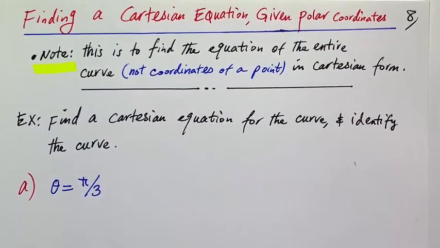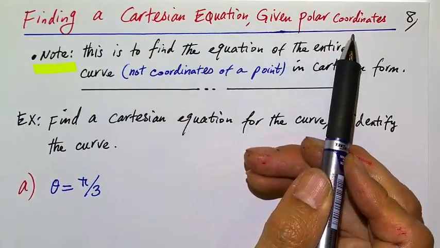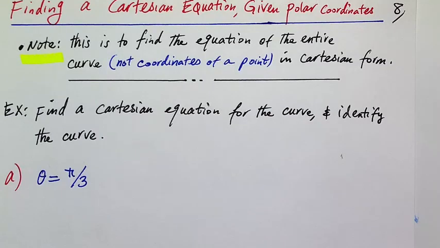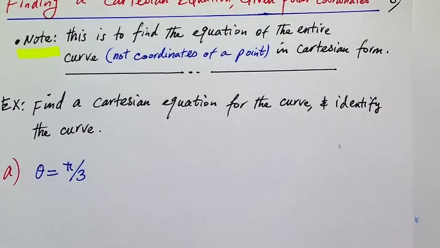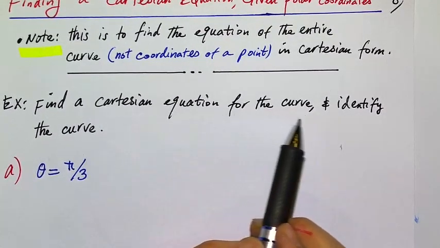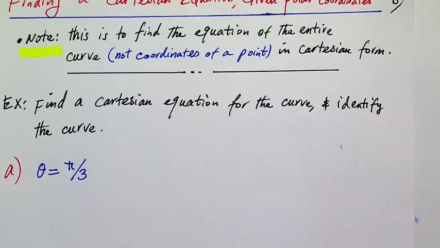Okay, so here we want to find a Cartesian equation given polar coordinates. All right, so find a Cartesian equation for the curve and identify the curve. Identify the curve meaning say what is it? Is it an ellipse? Is it a straight line? Is it a circle? What is it? That's all they're asking us to do.